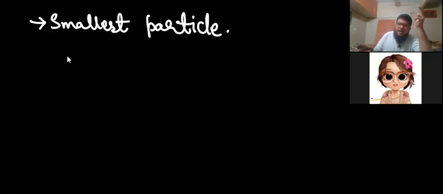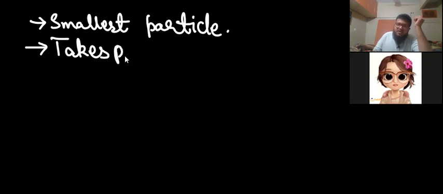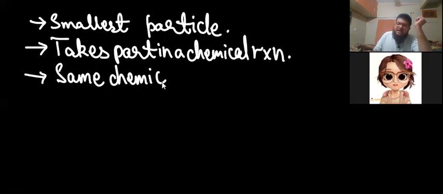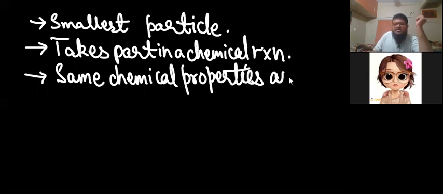Atom is the smallest part of an element, the smallest particle of an element, and if it is the smallest particle, what else does it have? That takes part in the chemical reaction. It does take part in a chemical reaction, right? And what about the chemical properties? Are they the same as the element, or are they different from the element in which they are present? They have the same chemical properties as the element itself. Okay, same chemical properties as the element.